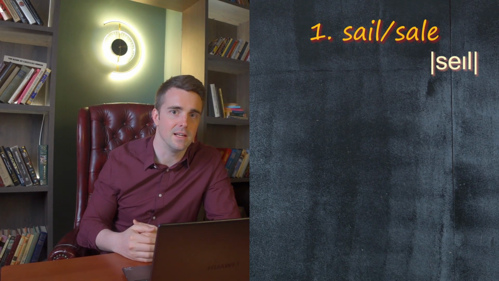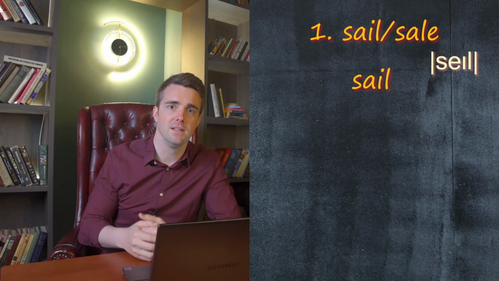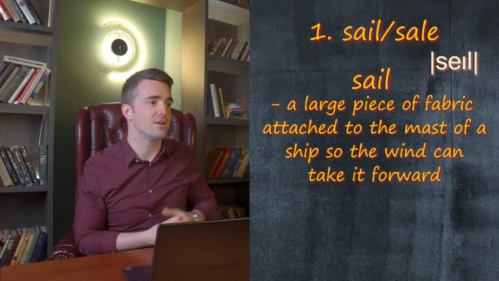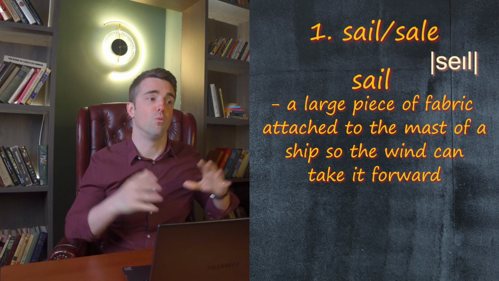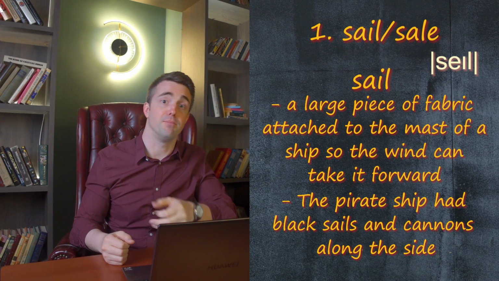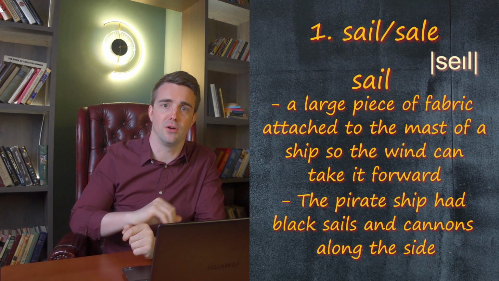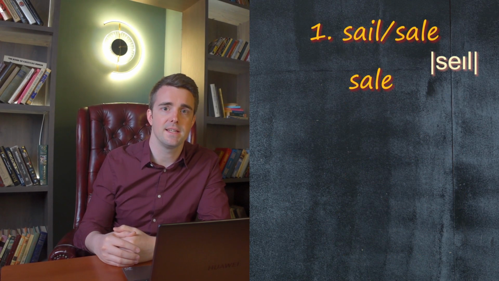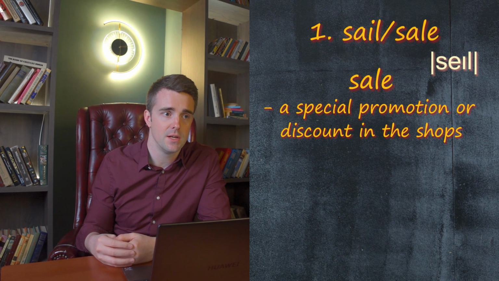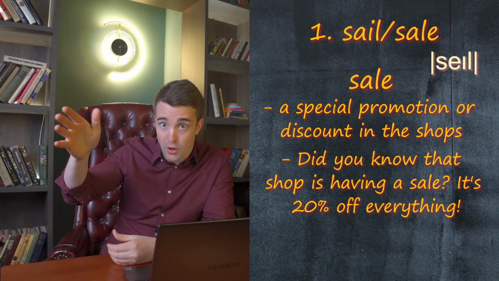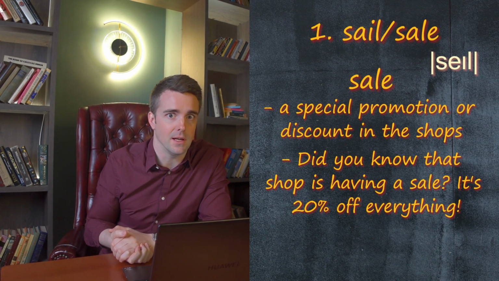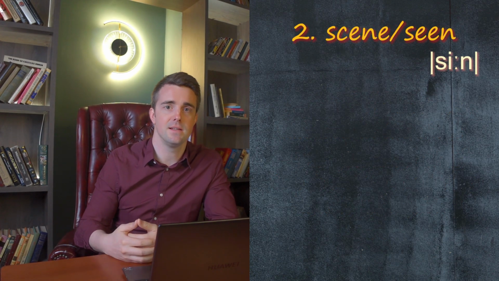Let's have a look at sail and sale. Well, sail, S-A-I-L, is a large piece of fabric attached to the mast of a ship so the wind can take it forward. For example, the pirate ship had black sails and cannons along the side. But sale, S-A-L-E, is a special promotion or discount in the shops. So, for example, wow, did you know that shop is having a sale? It's 20% off everything.